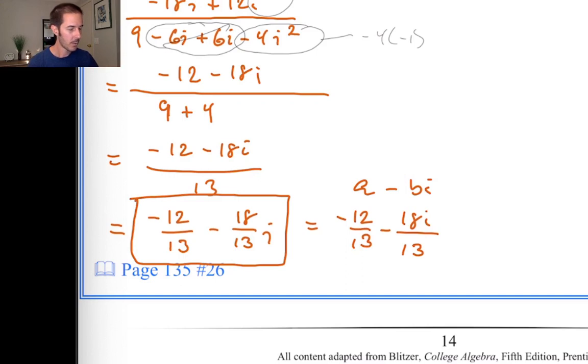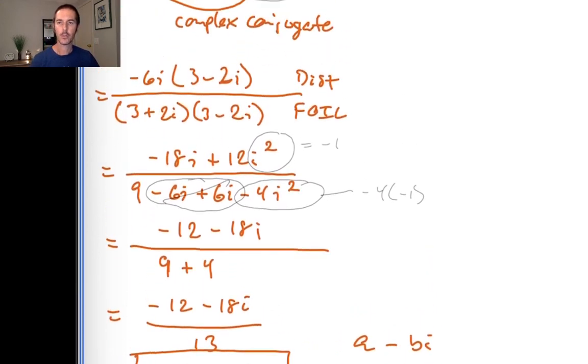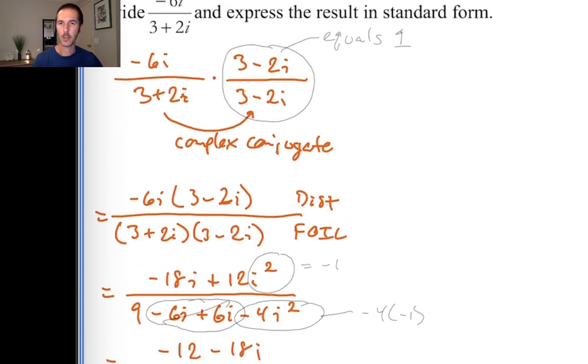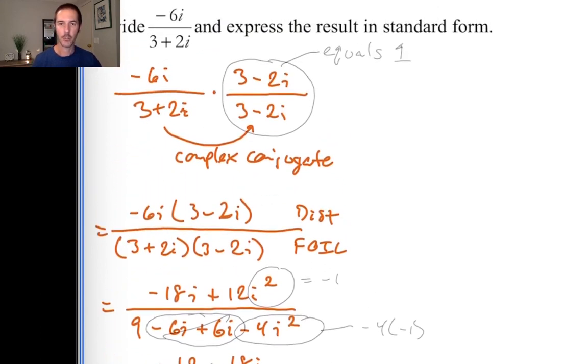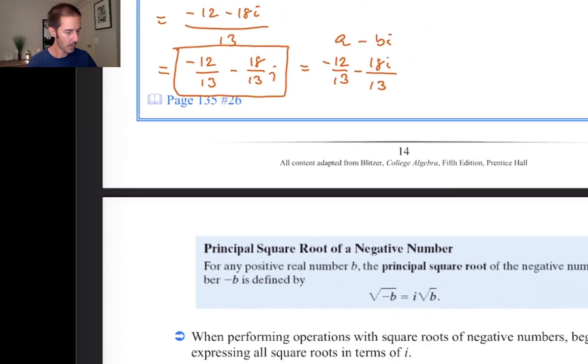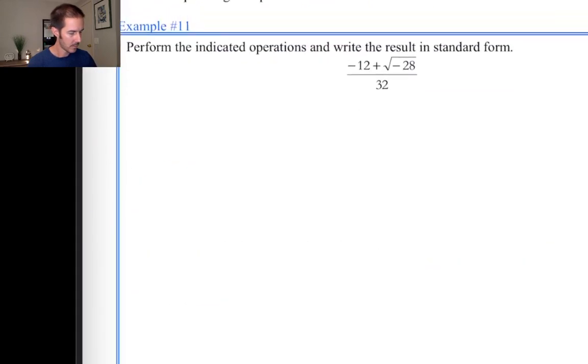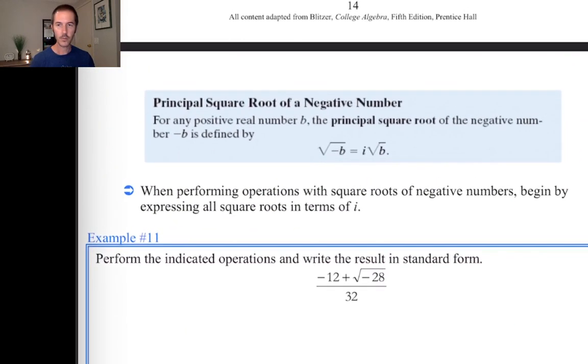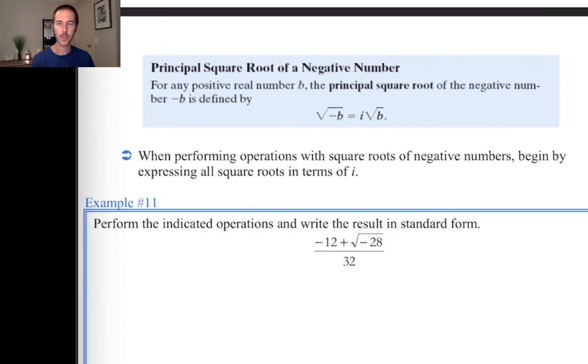Okay, so that is division by a complex number, which ironically starts off immediately using multiplication, and interestingly, multiplication by the number 1. What else do we have? This is it. This is the last problem in the section. Principal square root of a negative number.